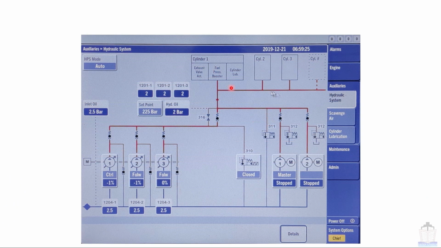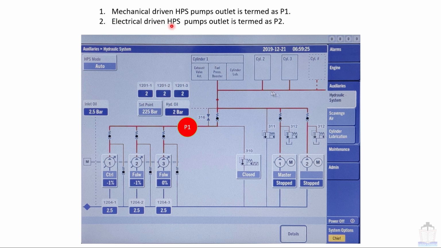This is the MOPS screenshot of the hydraulic system. The first point is that the mechanical driven HPS pumps' outlet is termed P1 in the MAN B&W hydraulic circuit diagram. This is the outlet line of the mechanical driven pump, so this line will be termed P1. Next, the electrical driven HPS pumps' outlet is termed P2 in the hydraulic diagram. This statement is true not only for the start-up pumps but also for the electrical driven HPS pumps as well. So this point will be termed P2.